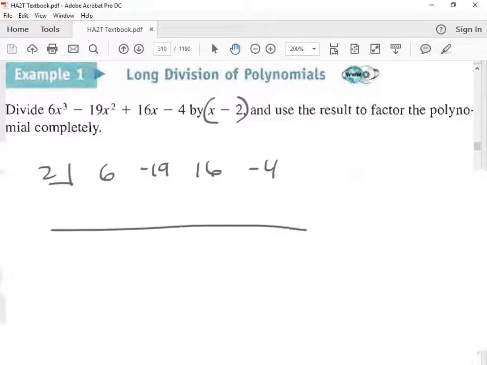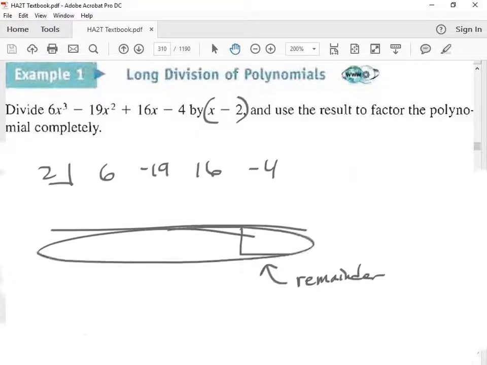Then I draw this line, and I always draw a little thing right there. The reason I draw that is because I want to remind myself that whatever number I get here, that's my remainder. All right, let me show you guys how to get all these numbers right here, because that's going to be our answer, and then I'll explain how you write out the answer.